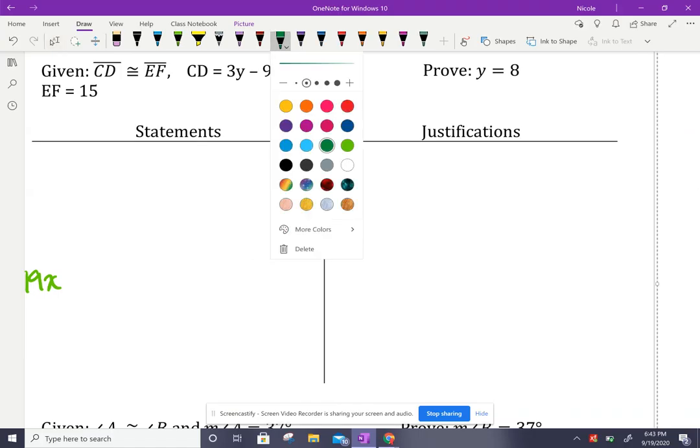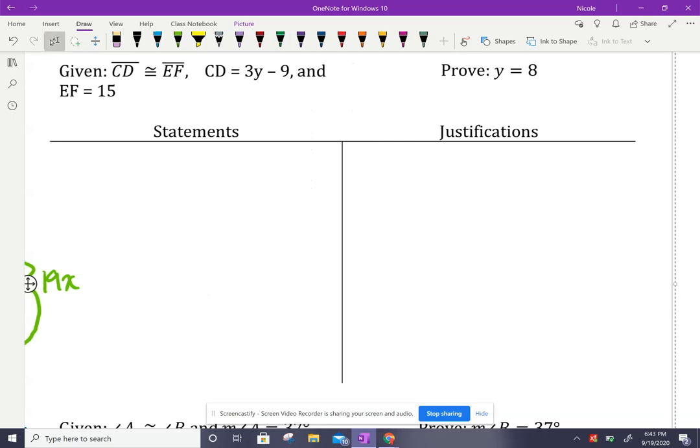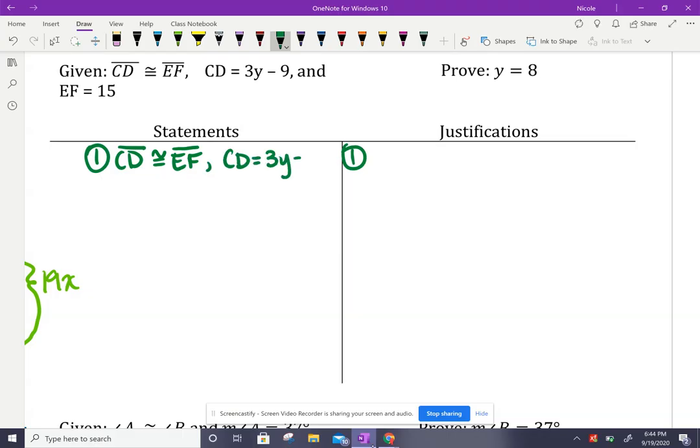So we have a provided situation here. We have our first statement. We have the situation that says given segment CD is congruent to segment EF. So I have these two congruent objects. It also provides me with the information that CD is equal to 3y minus 9 and that EF is equal to 15. So since that's all provided for me, my justification is given.